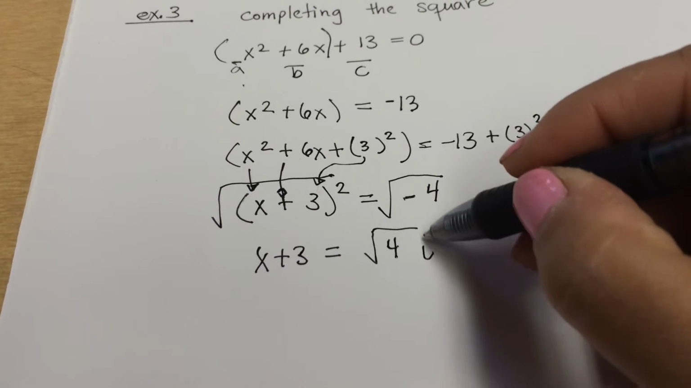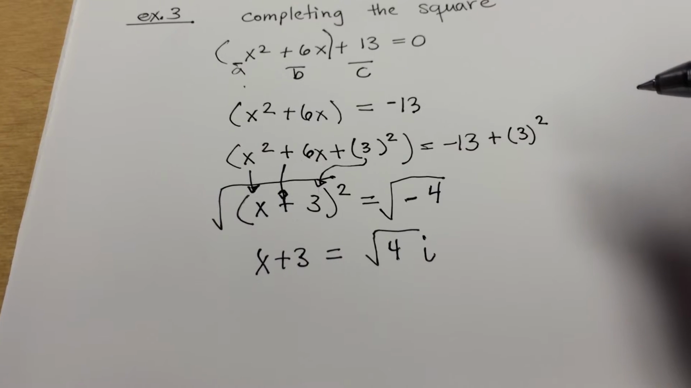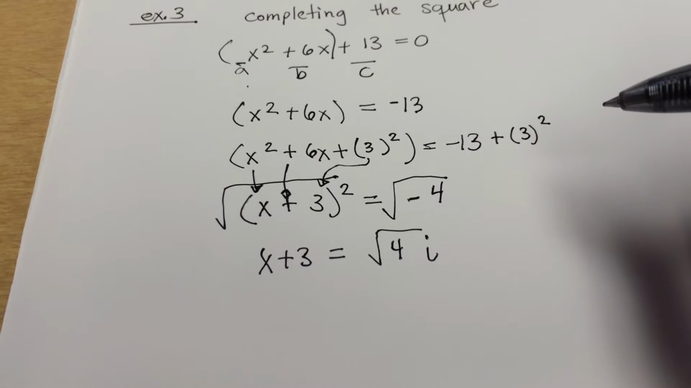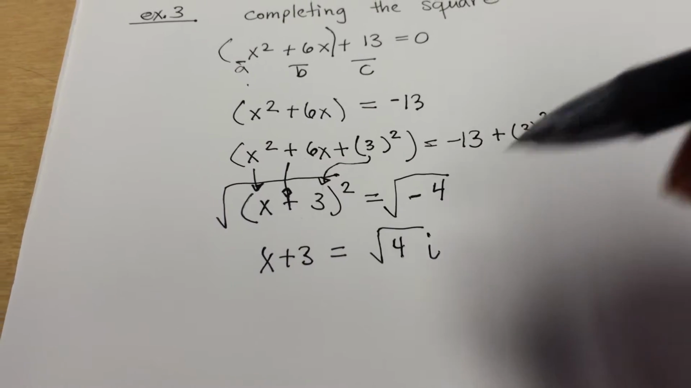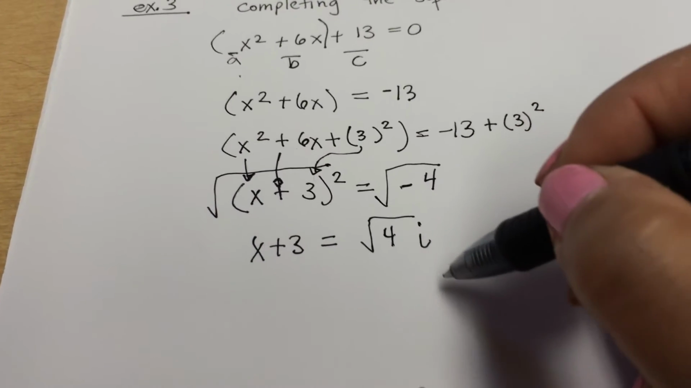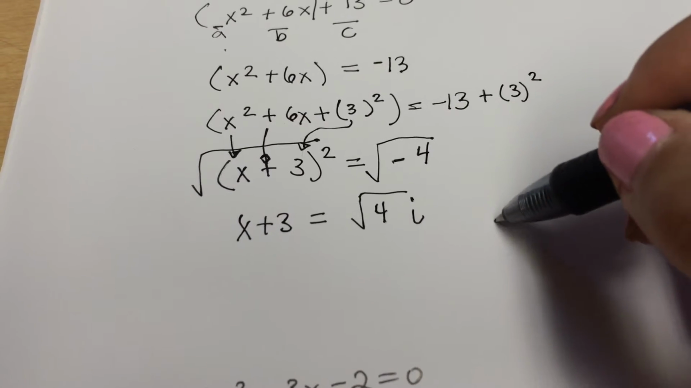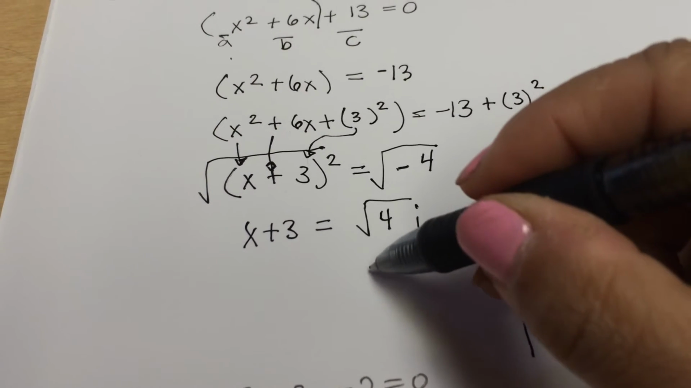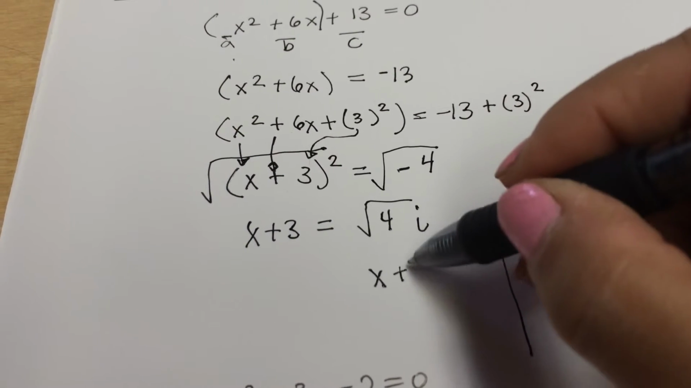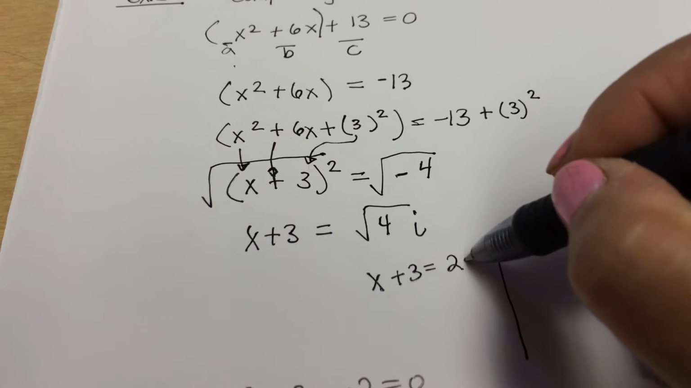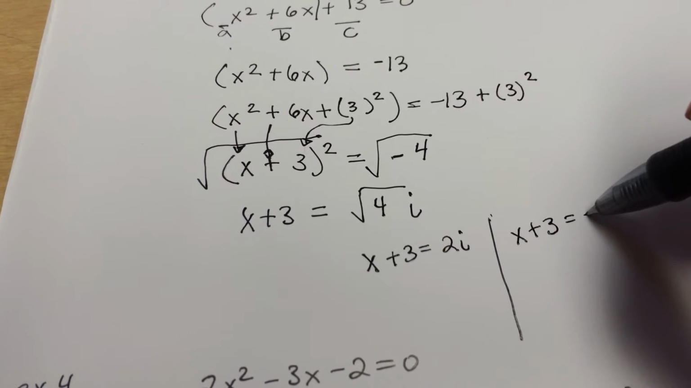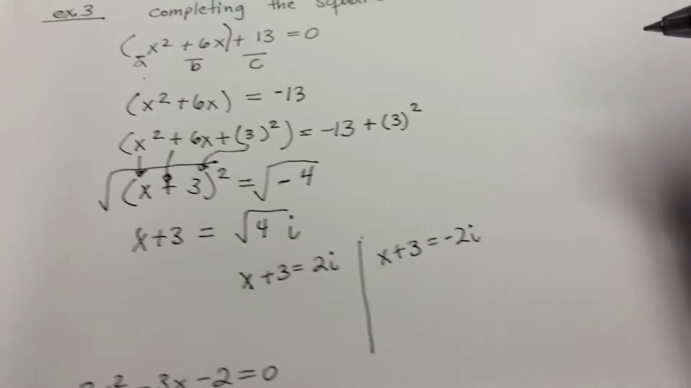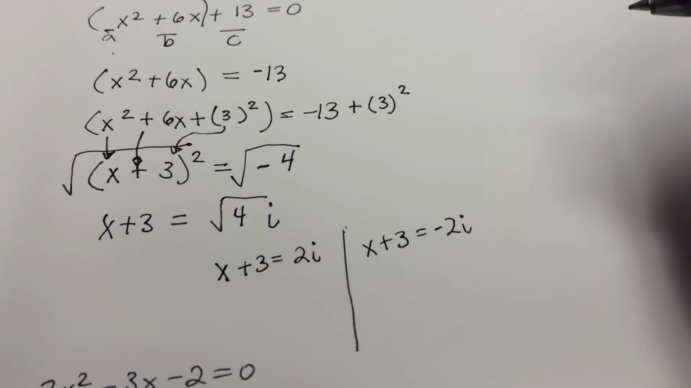Then you're going to have a square root of 4i right there. Okay? So we can then take out the square root of 4, which becomes a 2, but it's going to be a plus and minus. So this is where the split happens right here. So I'm going to split this right here. I then have x plus 3 equals 2i, right? And x plus 3 equals negative 2i, because the square root of 4 gives us the plus and minus 2.